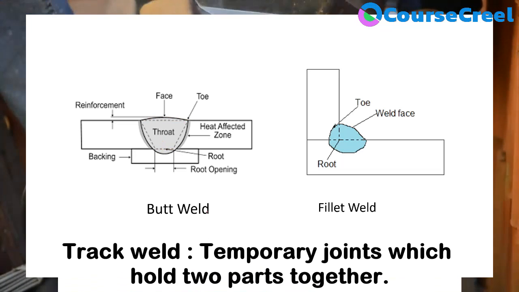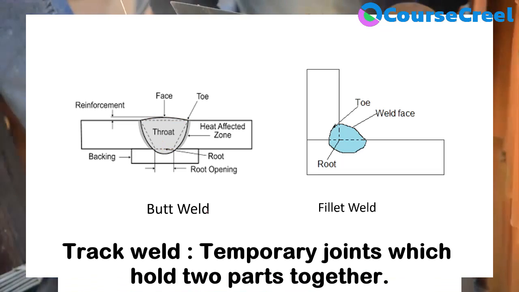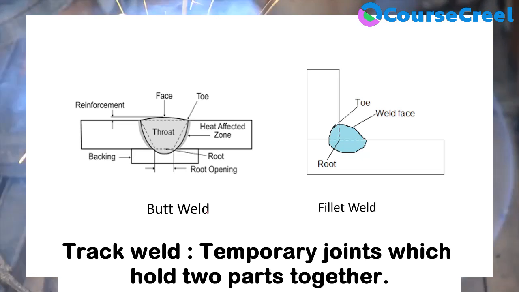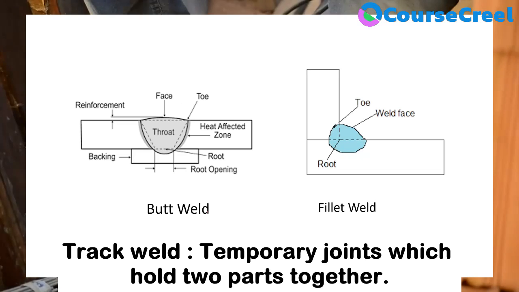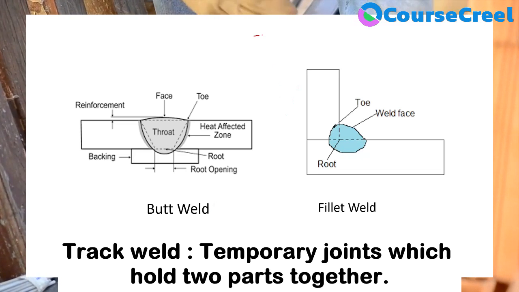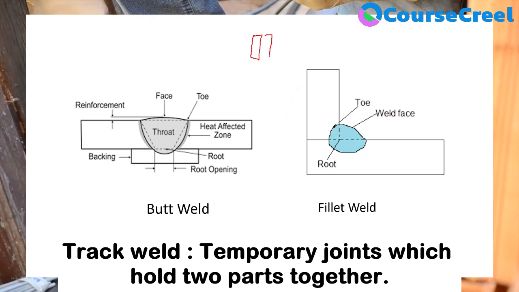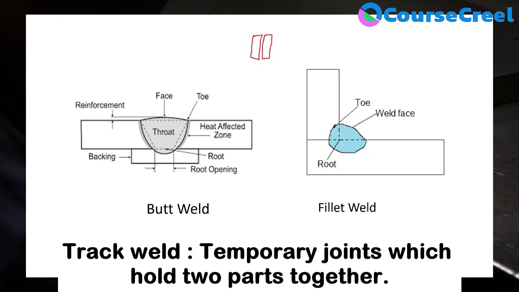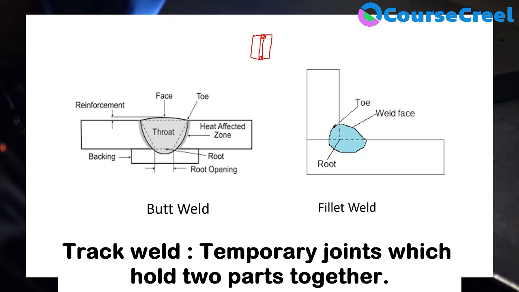Now the next term is tack weld. We can define a tack weld as a temporary joint which holds two parts together before actual welding. Suppose we want to join two parts, this is the first part and this is the second part. If we want to support both the workpieces together, we need temporary joints. Suppose one temporary joint here and another temporary joint here, to hold the position of these workpieces.